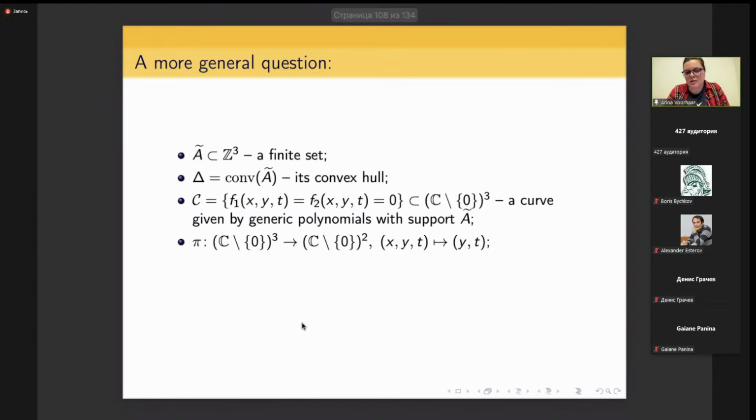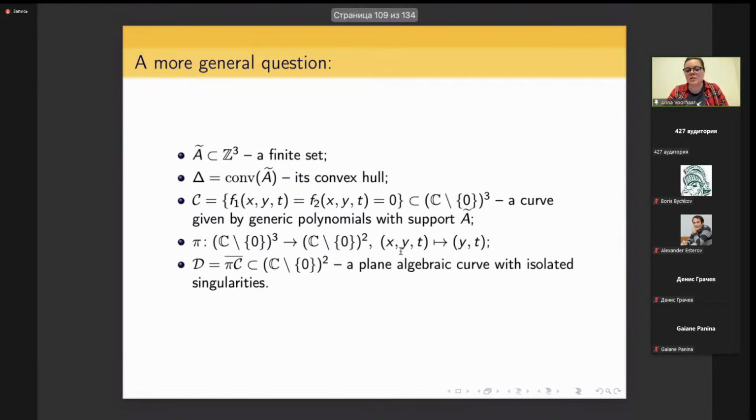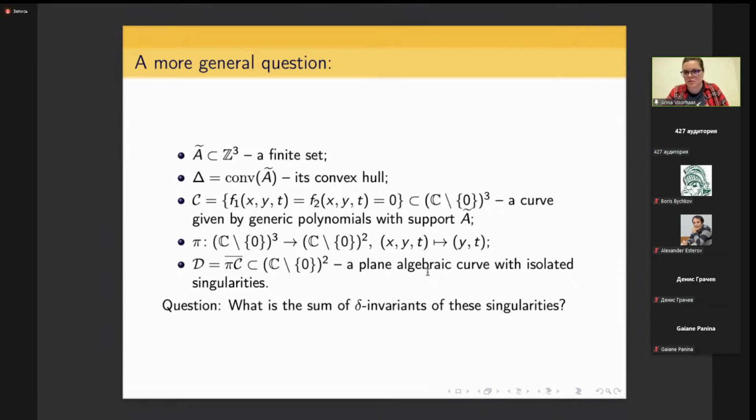Then I can consider the projection for getting one of the coordinates, say coordinate X, and consider a curve, which will be the projection of my complete intersection C in the plane. So it's going to be an algebraic curve with isolated singularities. And then the question that I can ask is, what is the sum of delta invariants of the singularities in the torus, inside the torus?